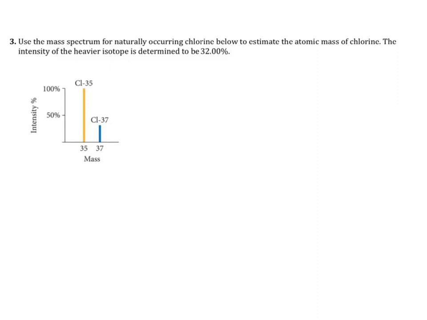Now, this problem is an example of the mass spectrometer, where we have two isotopes of chlorine that are accelerated down, ionized, and go through a magnet, and it bends. The heavier isotope will bend less, and the lighter isotope will bend more. Again, whenever you see this, one of these peaks will always be 100, and this one right here is representing 100. We need to keep that in mind.